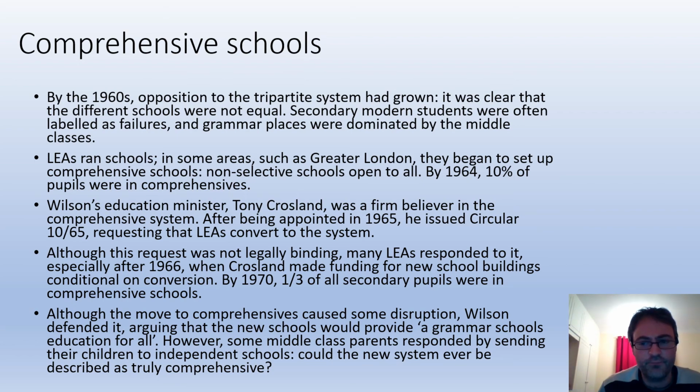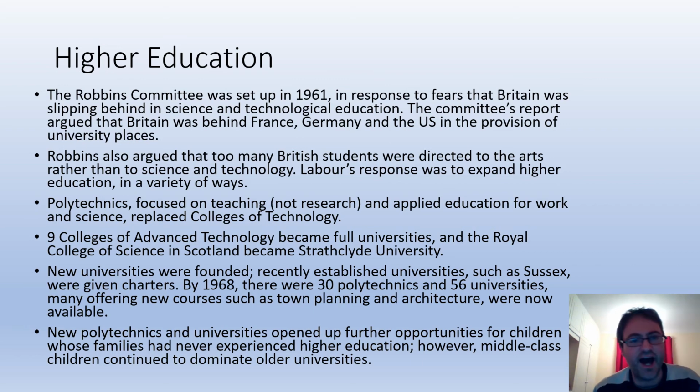And a final issue is the issue of higher education, in other words, university education. There was real worry in the 60s, 1961, that Britain was slipping behind when it came to education in technology and in science, and a committee was set up called the Robbins Committee, which reported back and said, yes, we are slipping behind. We are not providing enough university places, particularly in science and technology, if you compare Britain to Germany, to America, to France. And Robbins also says, yes, it's true as well, that we're so focused on the humanities and the arts that we're neglecting science and technology.